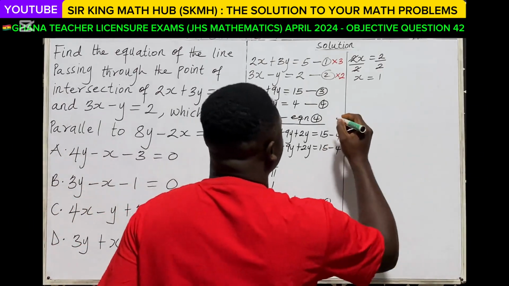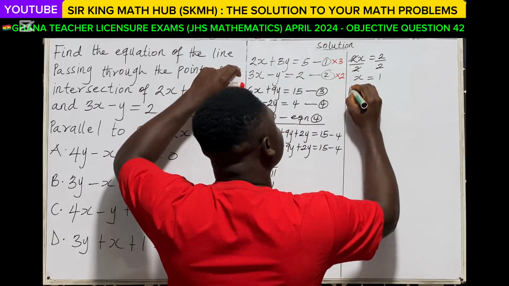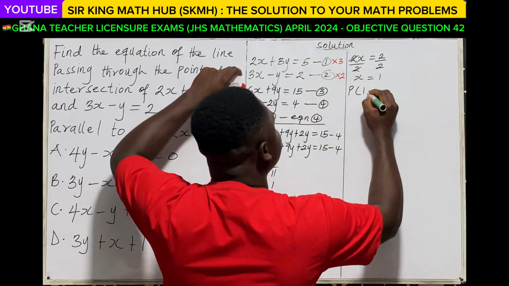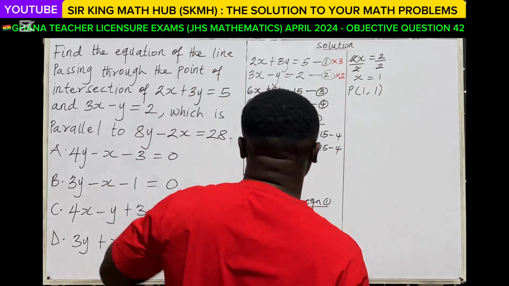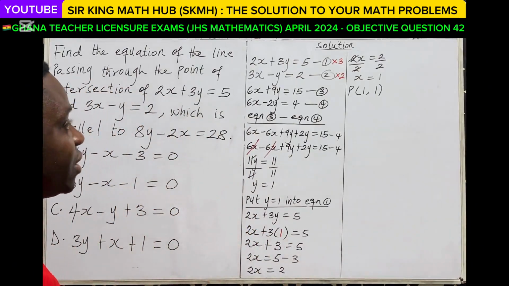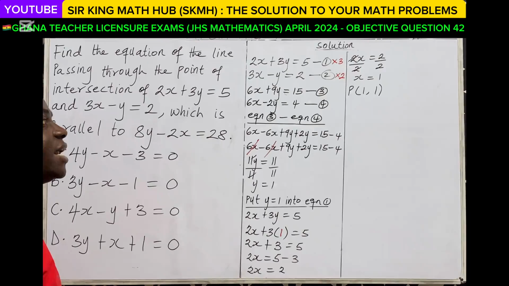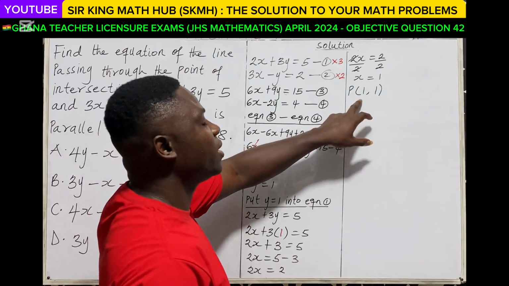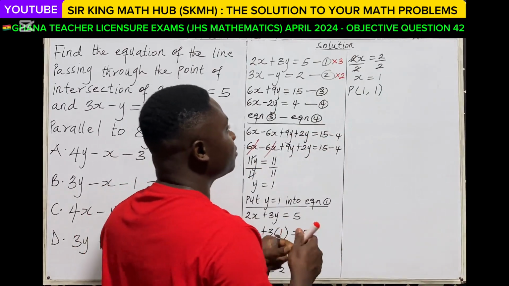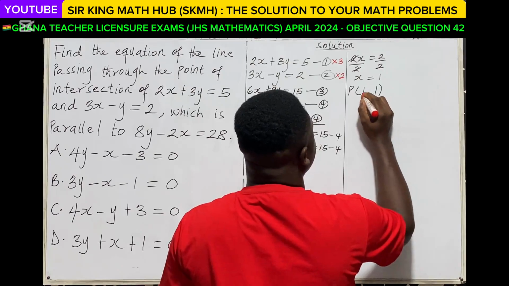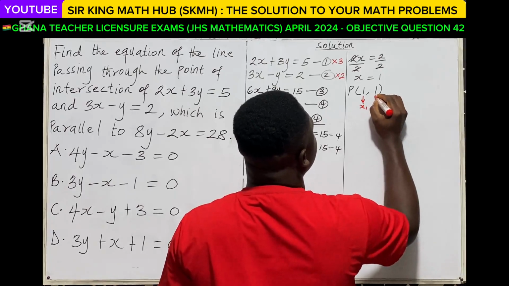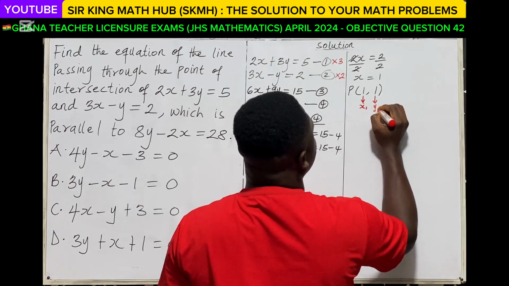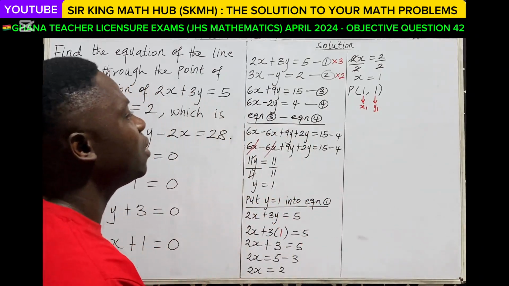So this is the coordinate of the point of intersection of the two lines. The x coordinate is 1 and the y coordinate is also 1. So that is for the point. As we said, to find the equation of a line, we need two things. We need a point on the line. So this is the point on the line, where the first number will be our x1, and the second number will be our y1.